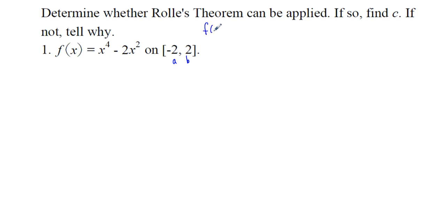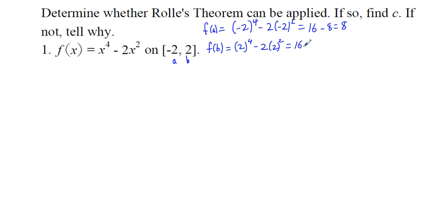So f of a would be equal to -2 to the 4th power minus 2 times -2 squared, which is going to be 16, and then -2 times 4 will be 8, so 16 minus 8 would be equal to 8. F of b would be equal to 2 to the 4th power minus 2 times 2 squared, which would also be equal to 16 minus 8.